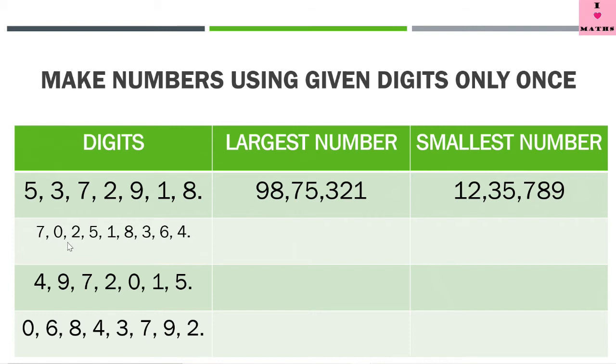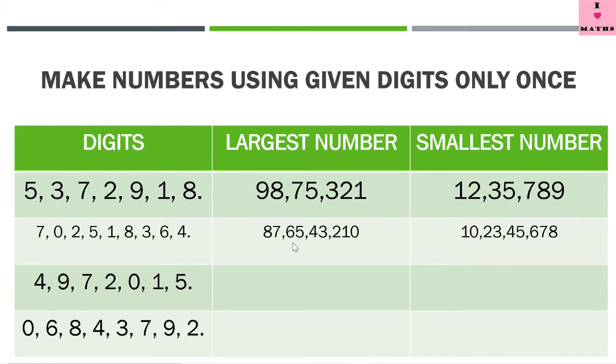So what should we do? We should exchange 0 with the next bigger number. So it means we should exchange the places of 0 and 1. 1 should come first and 0 should come later. And then 0 will be included in the number. Okay, let's see. Right. Now let us first read the largest number.